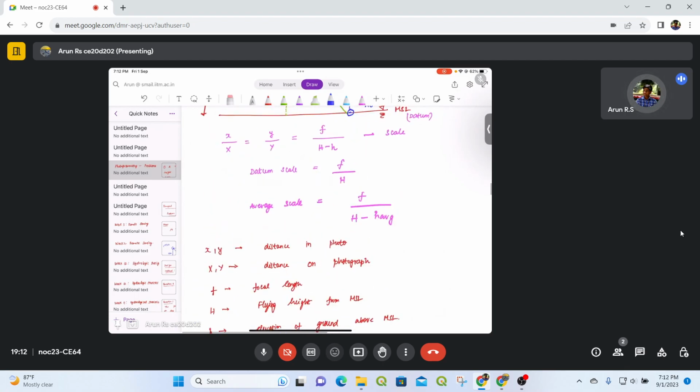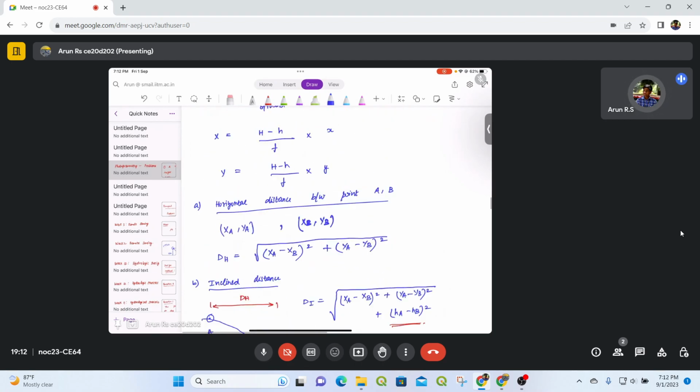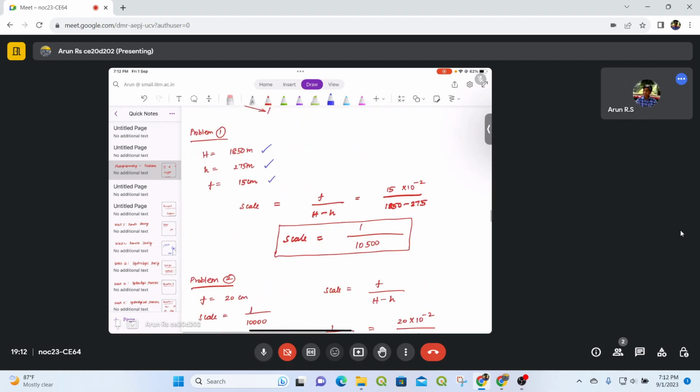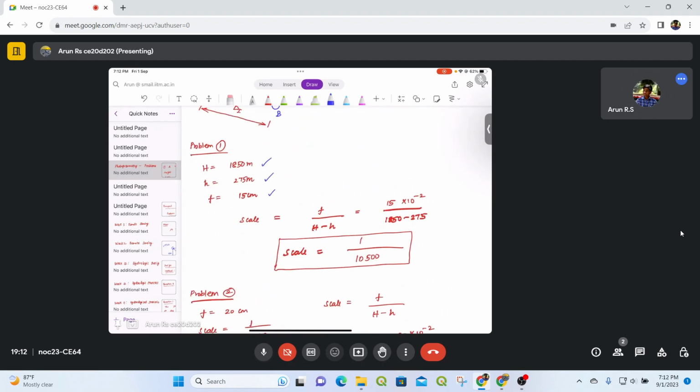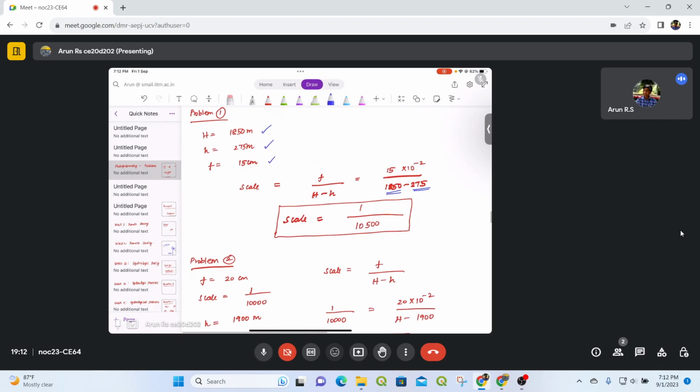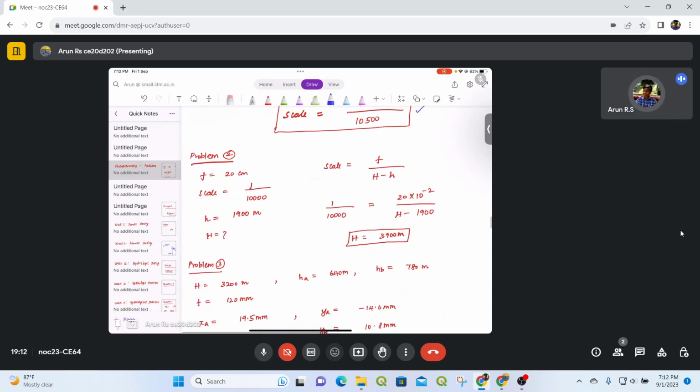So here it is the datum scale, so f divided by H minus h. That is, f is your focal length divided by the height of the aircraft, and this is the height of the ground level above the MSL. So if we work out, the scale is found to be 1 by 10,500.